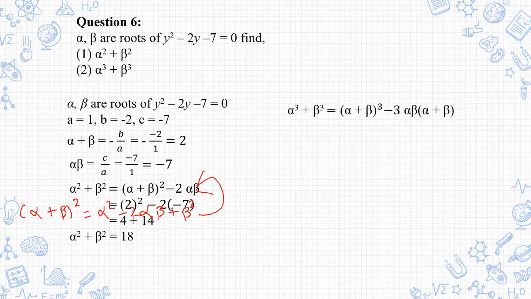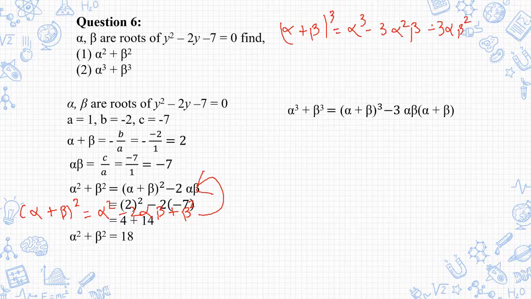Similarly, you know the formula alpha plus beta the whole cube. So this is alpha cube plus 3 alpha square beta plus 3 alpha beta square plus beta cube. Now, if we just rearrange this, we'll get this formula here.